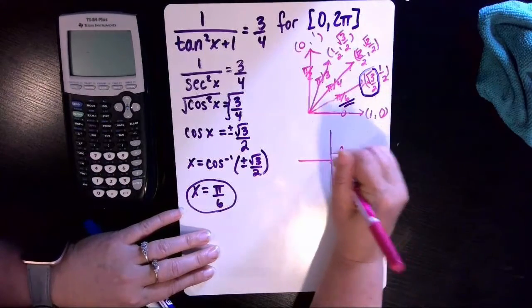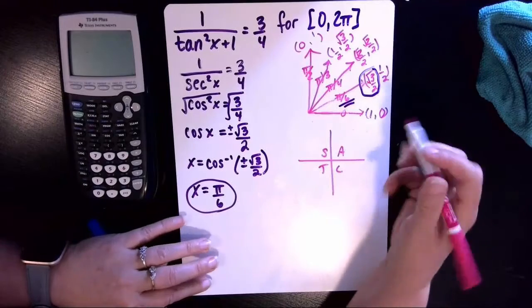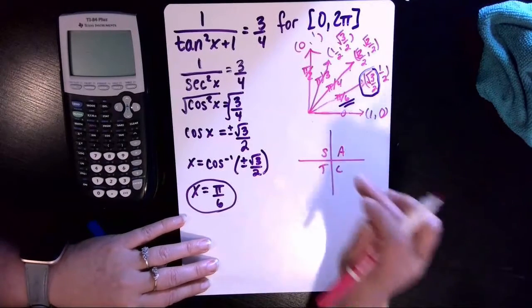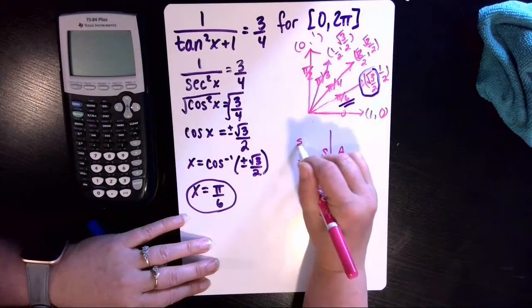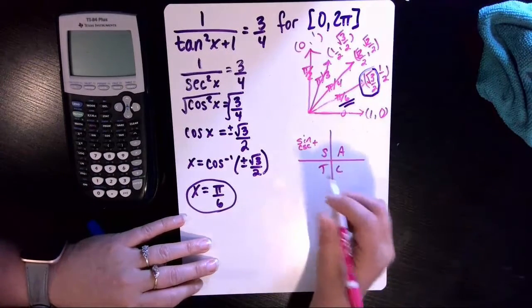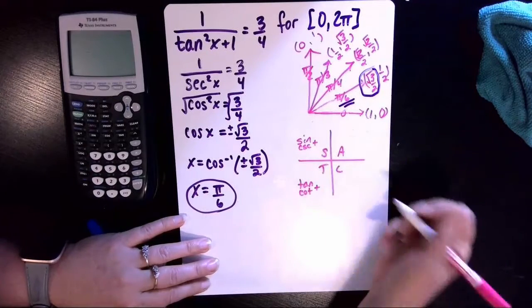And the acronym All Students Take Calculus reminds us what's positive where. So in quadrant 1, all of the trig functions are positive. In quadrant 2, the sine and its reciprocal cosecant are positive. Quadrant 3, tangent and its reciprocal cotangent are positive.